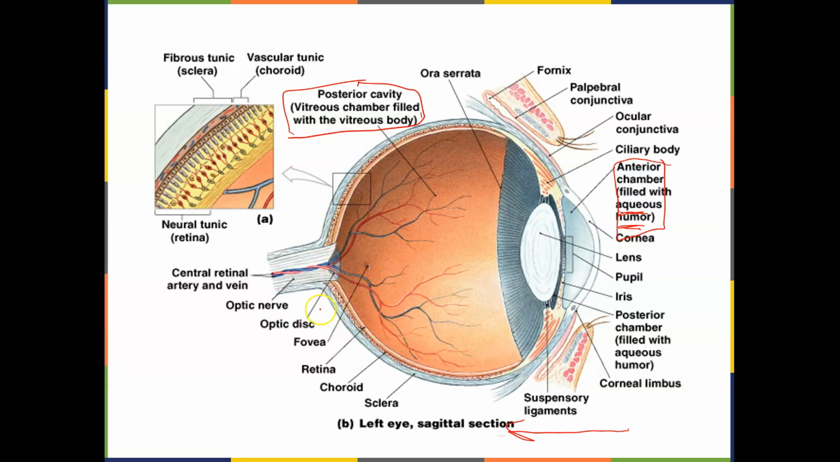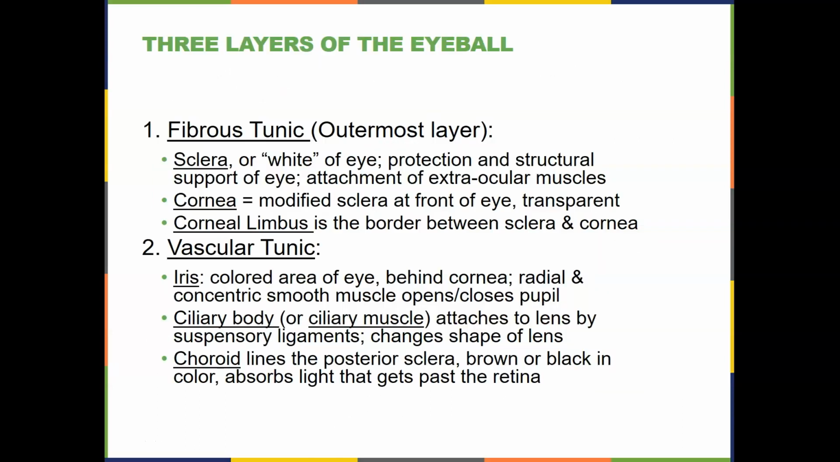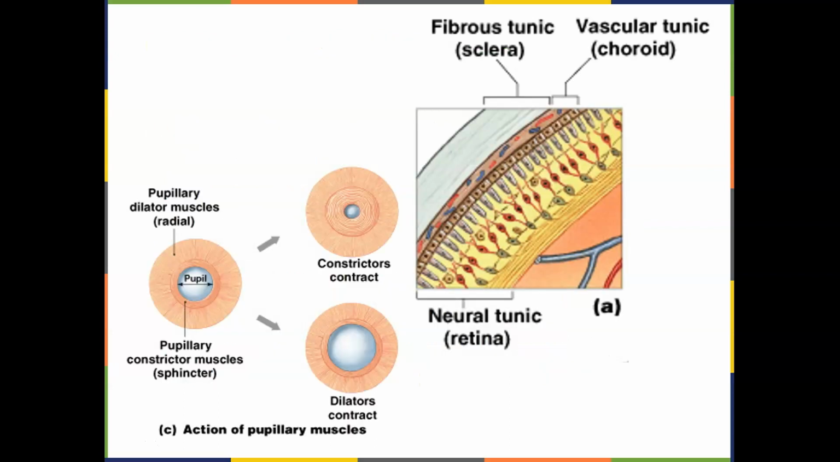So the optic disc itself does not have any neurons associated with it. It's actually the blind spot in your eye, okay? So these three layers of the eyeballs are just defining the outermost layer, the fibrous, and the vascular tunic. And then this picture is showing you how these tunics align with the photoreceptors.